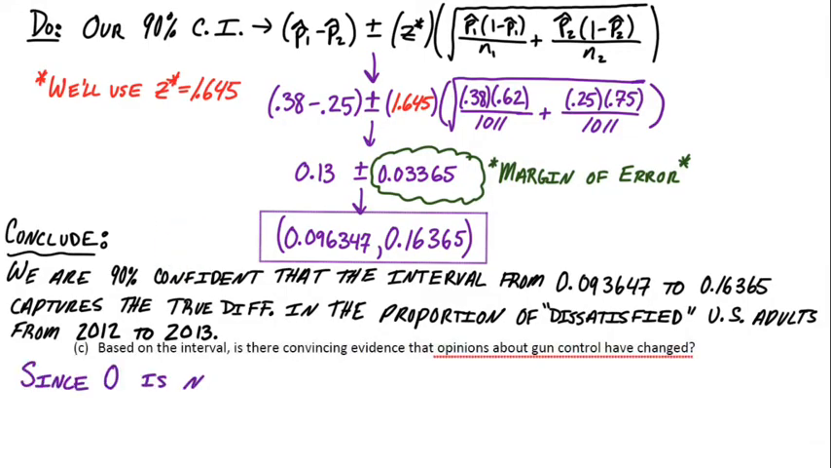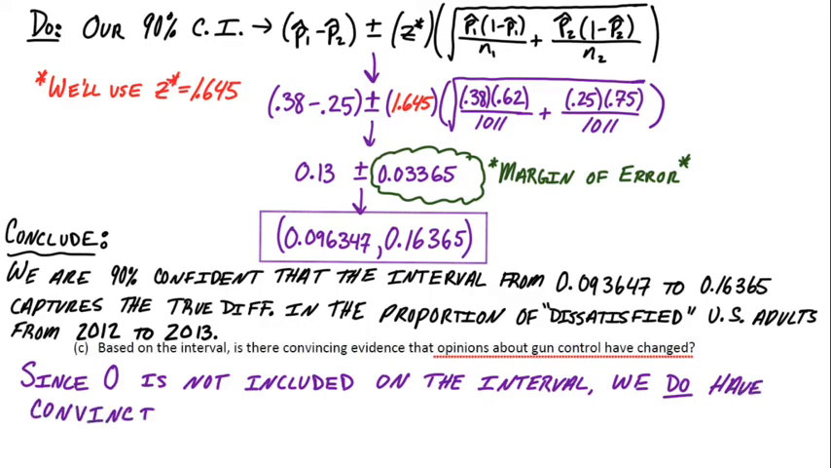So that's the key here. Look for the number 0. And since 0 is not included on our interval, well, 0 would mean, like, hey, there's a chance that they're still the same, right? You subtract them, the same number, you get 0. So if 0 is on there, there's a chance it's still the same. But 0 is not on ours. So that means we do have convincing evidence, right? We've got convincing evidence that the opinions have changed.